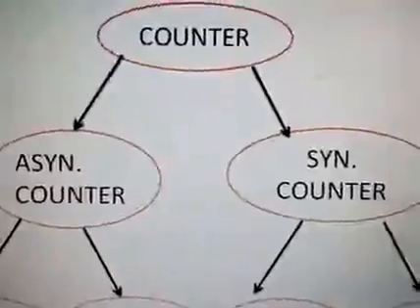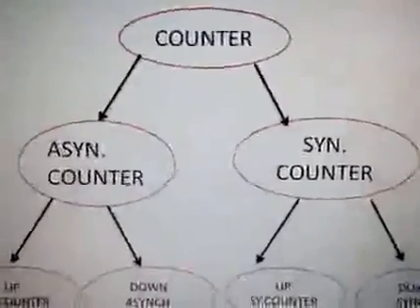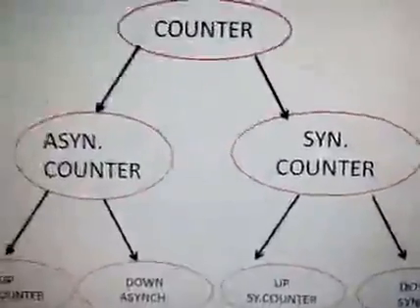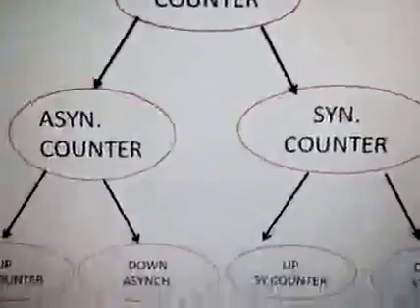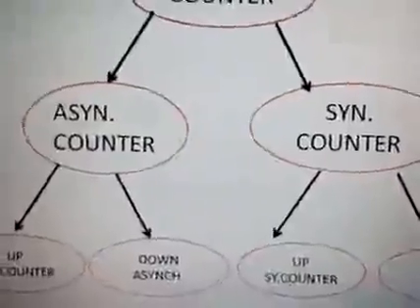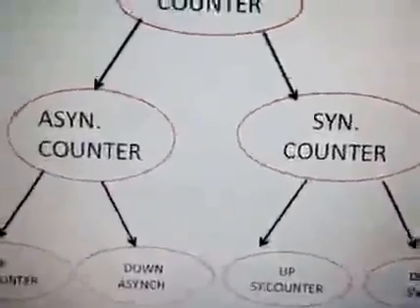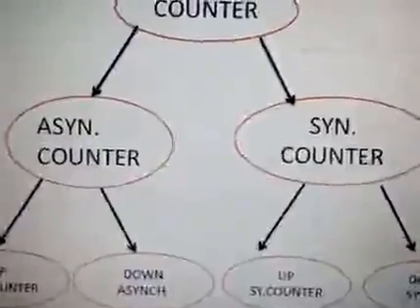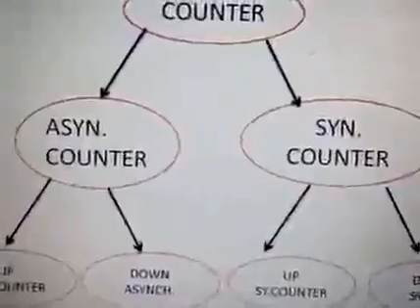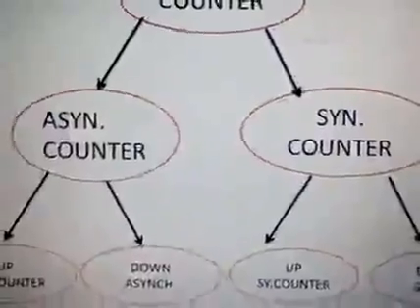Asynchronous counter is also called the ripple counter, and both the synchronous and asynchronous counters perform up counting and down counting. Up counting means it counts from 0 to maximum, and down counting goes from maximum to 0. So every counter performs counting in two ways. Up counting means 0 to maximum, and down counting from maximum to minimum.